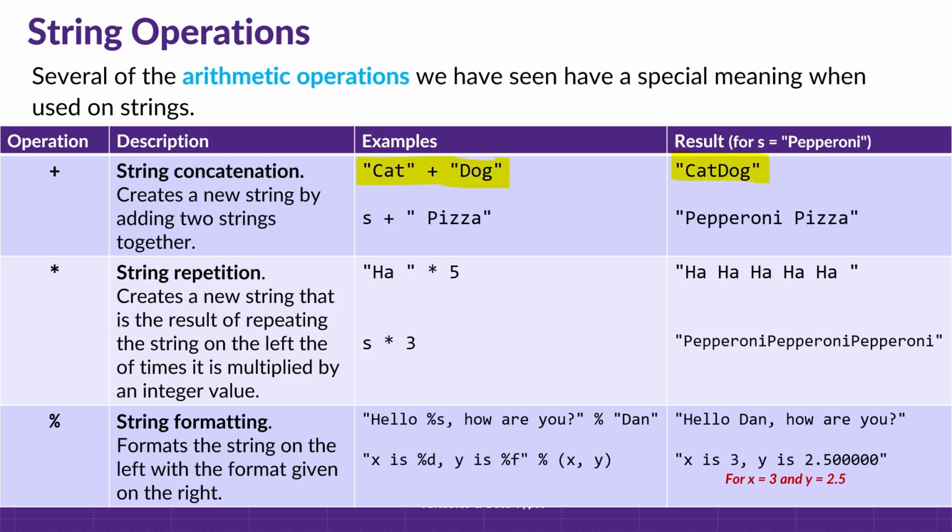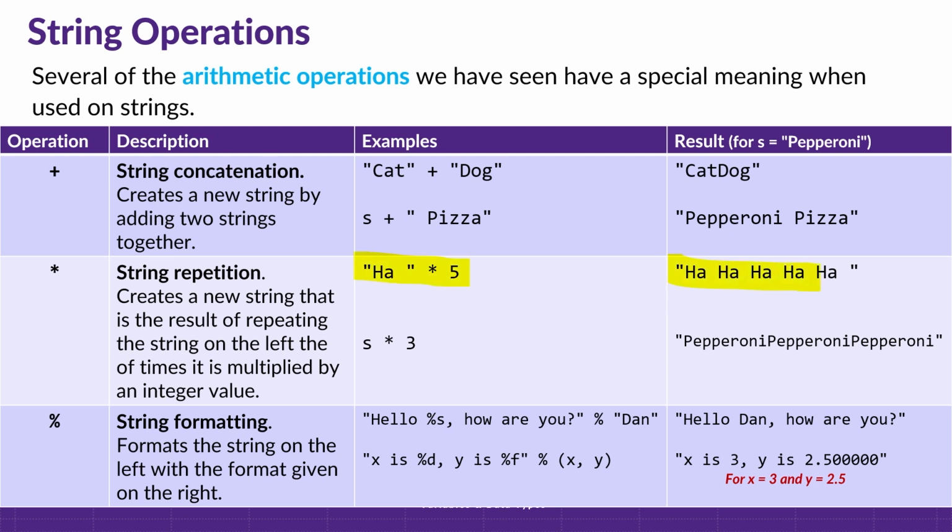For example, if we concatenated strings "cat" and "dog", the result would be a new string containing the text "catdog". If we concatenated the value of the variable s, and let's say s is equal to "pepperoni" in this example, with the string "pizza", we would get a new string with the text "pepperoni pizza". The multiplication operator for strings also has a different meaning. In the case of strings, it means repetition. A string multiplied by an integer value will result in a new string with that string being repeated a number of times equal to the integer value. It sounds a little bit complicated, but all it means is we're just going to repeat the string n times, where n is some integer value.